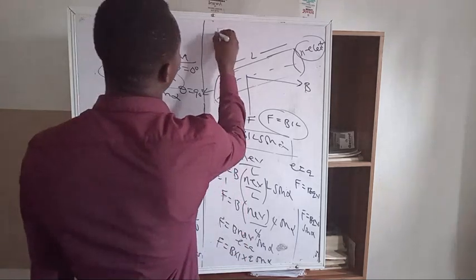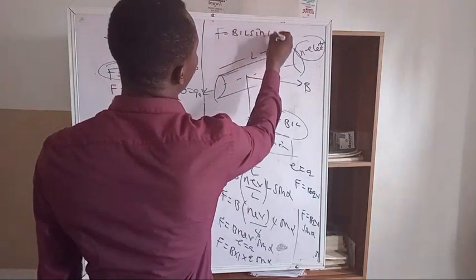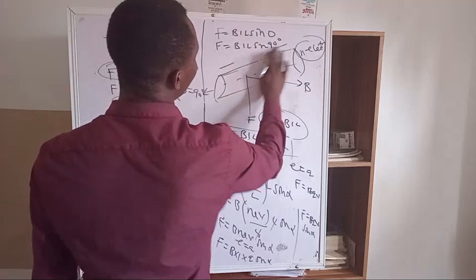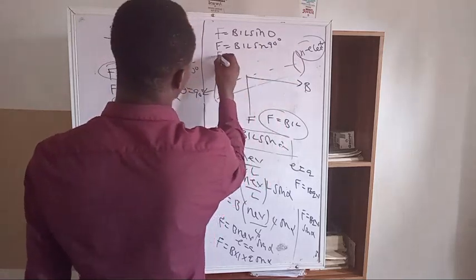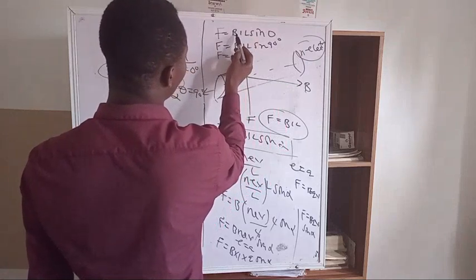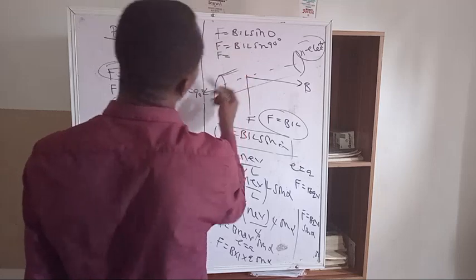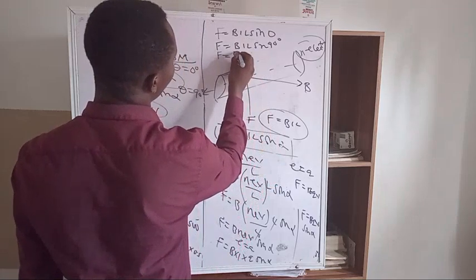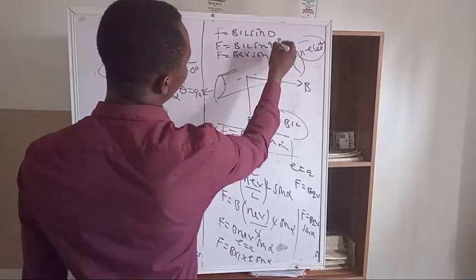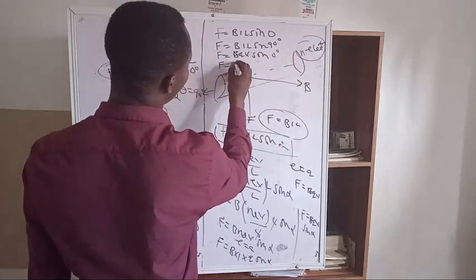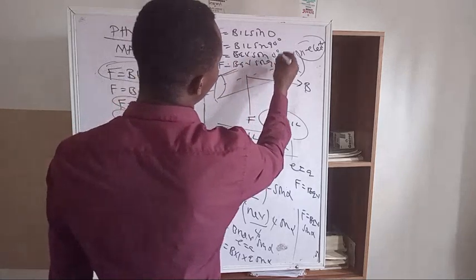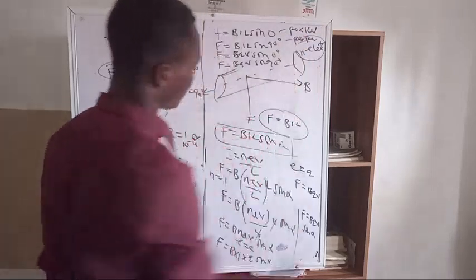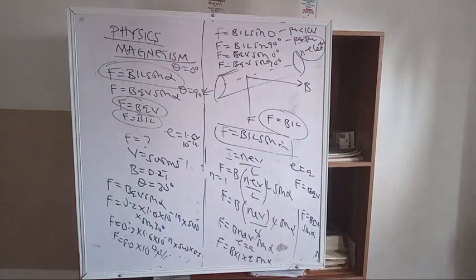If it's parallel, F is equal to BIL sin 0. If it's perpendicular, F is equal to BIL sin 90 degrees. That is in terms of that parameter, where you have the magnetic strength, current, and length. But in terms of the magnetic intensity, the charge and the velocity, you have BQV. If it's parallel, that is sin 0 degree. And if it's perpendicular, you have BQV sin 90 degrees. So this is parallel and this is perpendicular. That's how to go about all of those concepts.